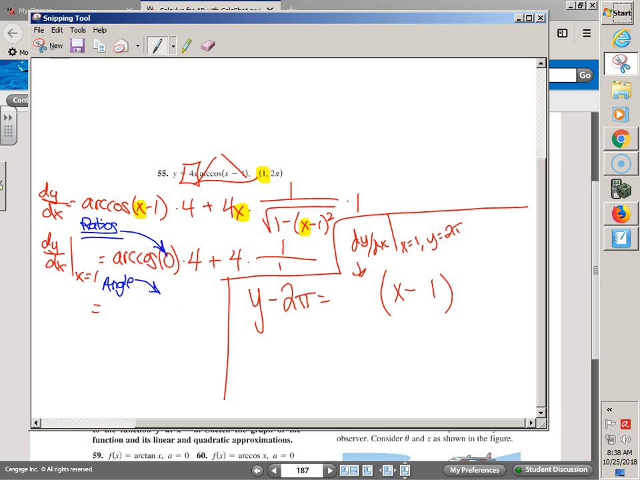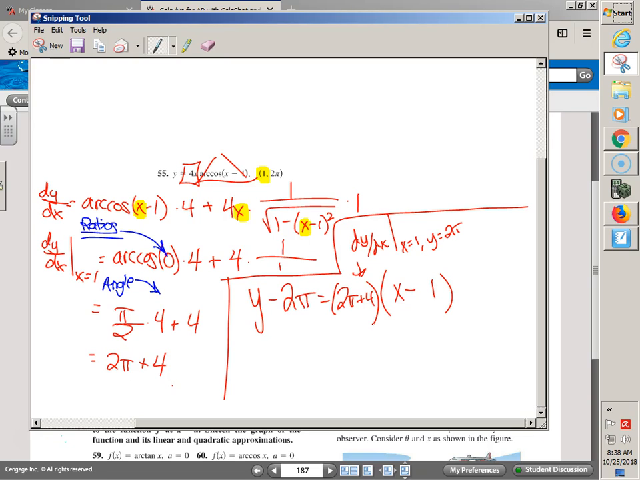For what angle is cosine... I'm thinking of the cosine curve. That's where my brain goes. I don't know why, it just does. For what angle would cosine hit 0? Pi over 2. For what angle would cosine equal 0? Pi over 2. Times 4 plus 4 would be 2 pi plus 4. I don't know if they simplified, but that's the general gist of it.